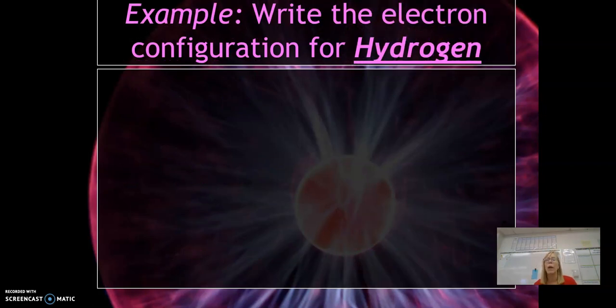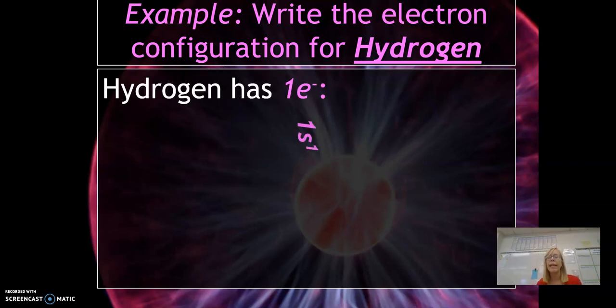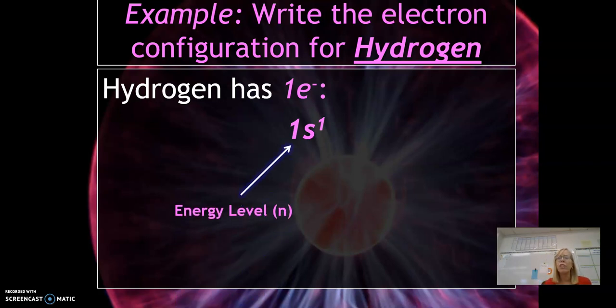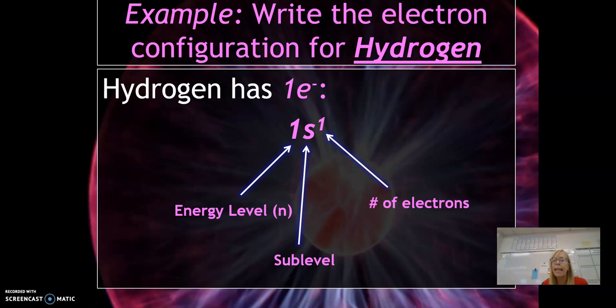So, if we were to write the electron configuration for hydrogen, hydrogen has one electron, so its electron configuration would be the first energy level, the S orbitals fill first, and there's one electron. So 1s1. The energy level is the number in front, the sublevel is the S, and then the number of electrons.